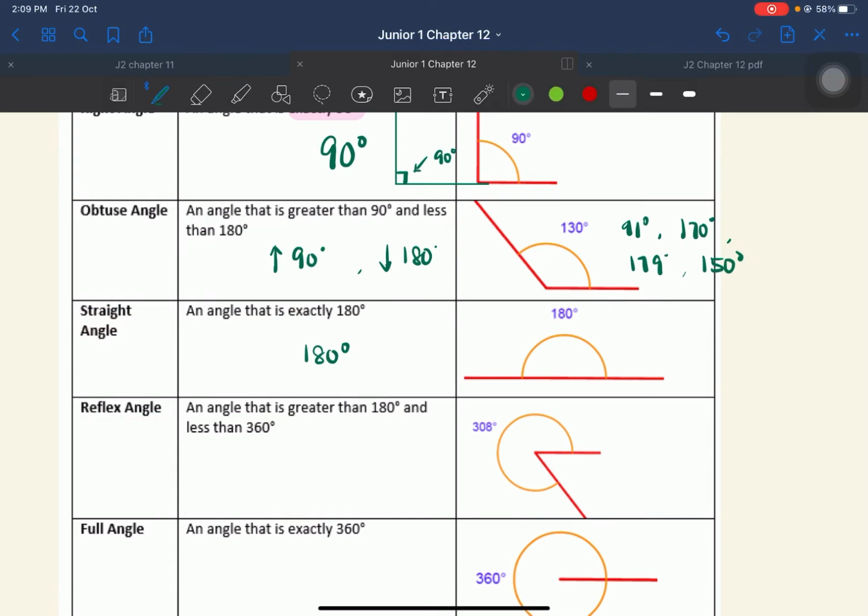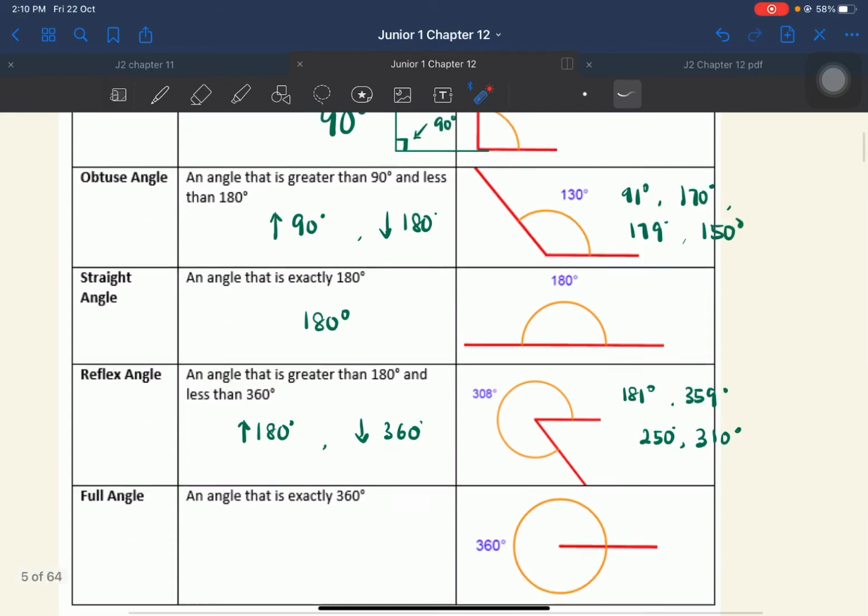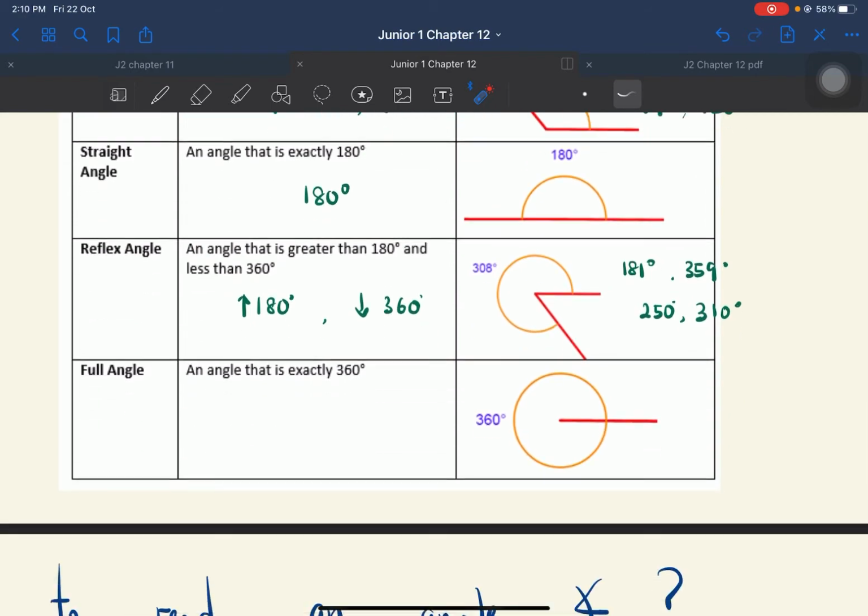Next, reflex angle. A reflex angle refers to any angle that is greater than 180 but less than 360. We can have 181, we can have 359 degrees, we can also have 250, 310, as long as the angle lies between 180 and 360. And last one, full angle. A full angle refers to an angle that is exactly 360 degrees, one full round, 360 degrees.